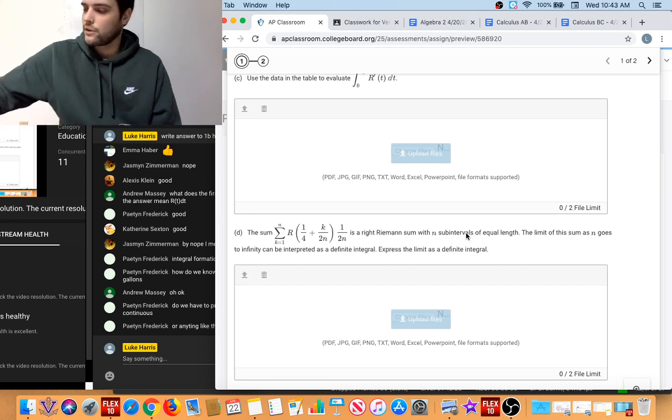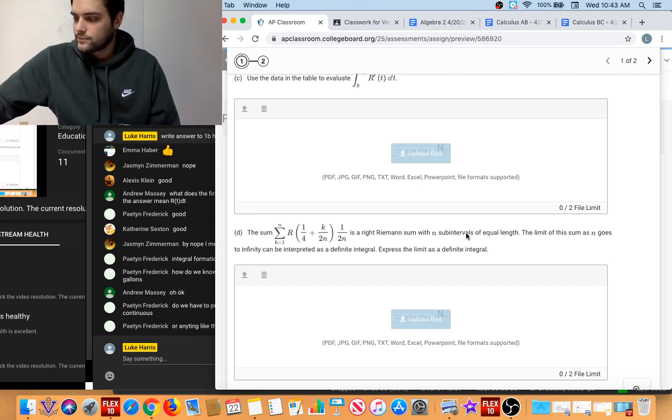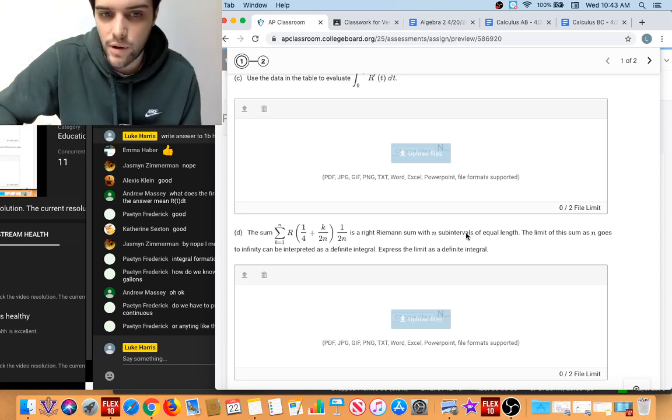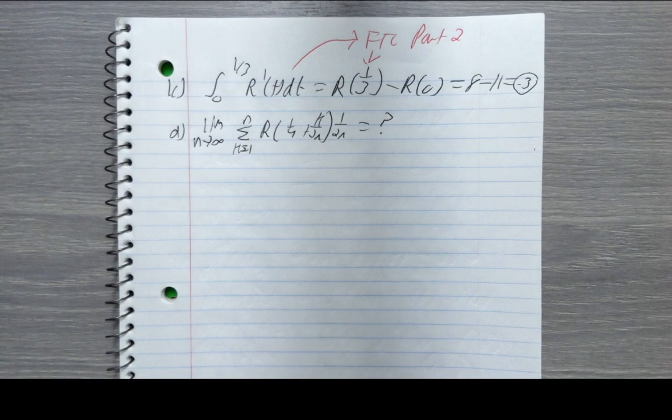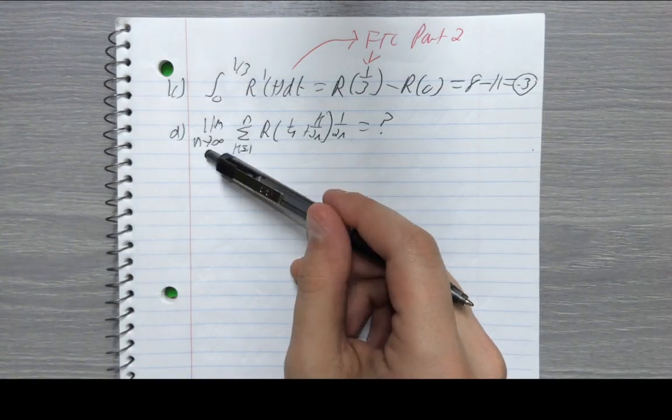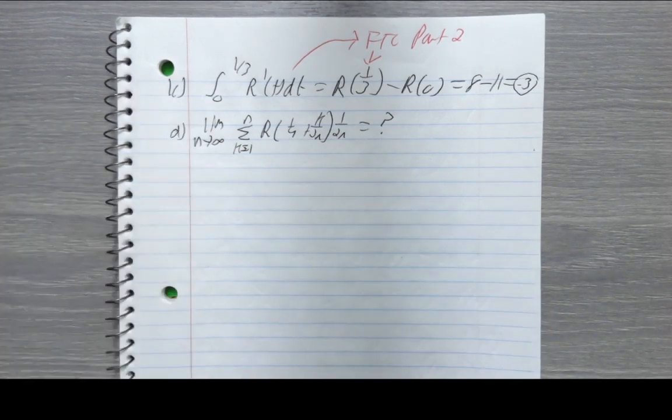Okay, so essentially what we're looking for is the limit as n approaches infinity of this summation. What does that equal? And what that equals is something in terms of an integral. That's what the problem tells us. So let's break this down into pieces.